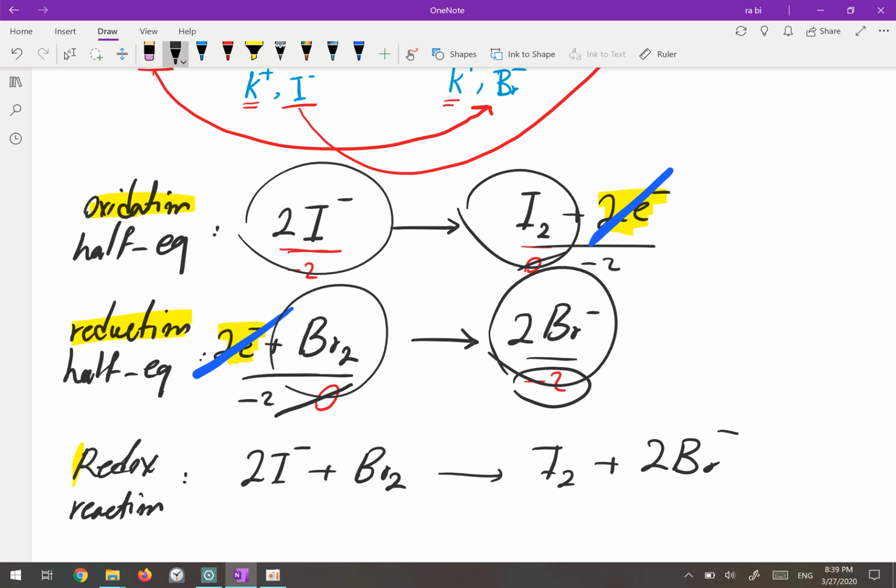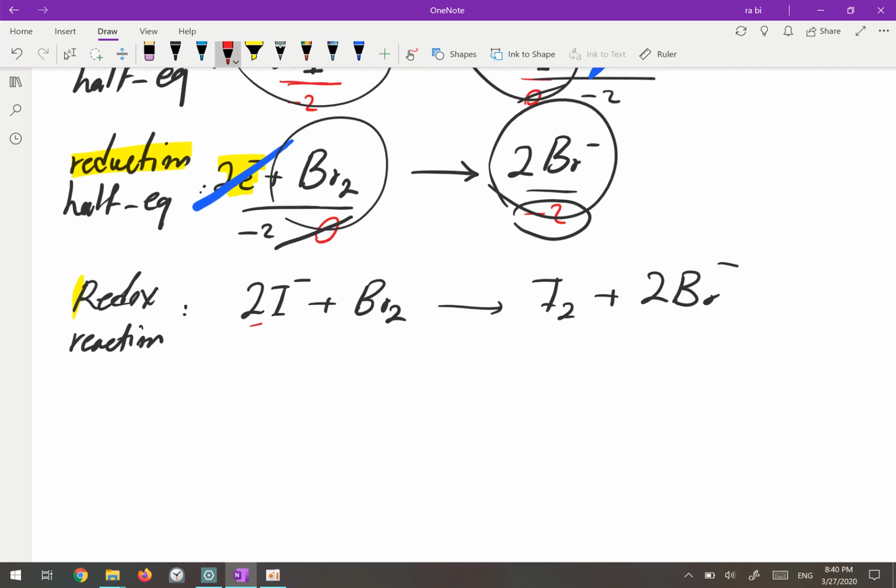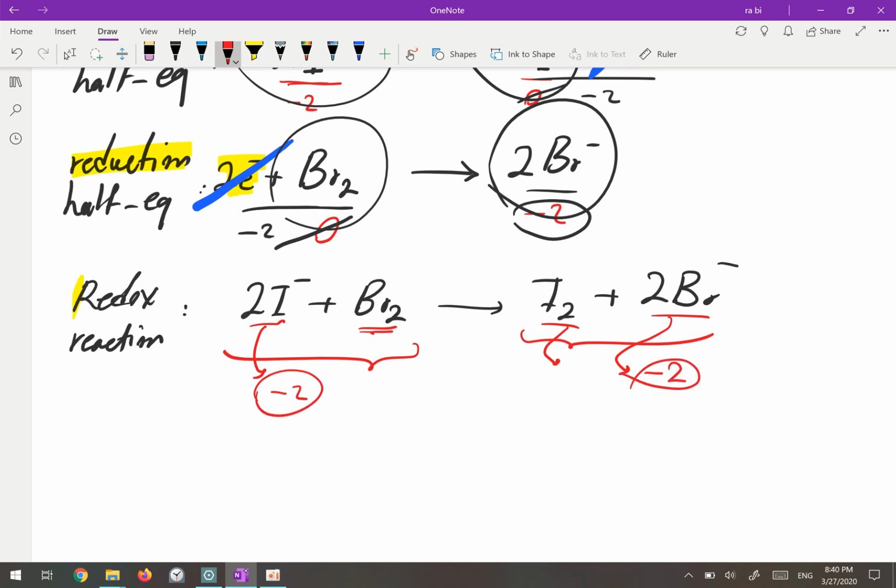You can check the redox reaction to see if the mass and charge are balanced or not. So you have 2 iodine here, 2 iodine at the right side. You have 2 bromine at the left, 2 bromine at the right side. So their mass is balanced. What about the ions or the charge? 2 negative charges here, this one doesn't have a charge, so 2 minus at the left. At the right side, this one doesn't have a charge, 2Br minus, so the total charge at the right side is also negative 2. You can see their charge is also equal. So this is the correct redox equation.